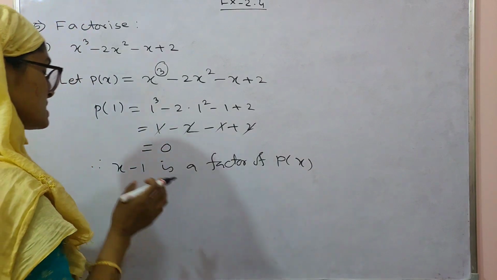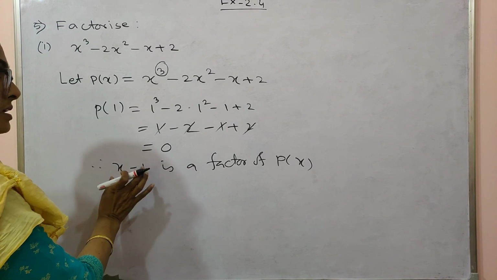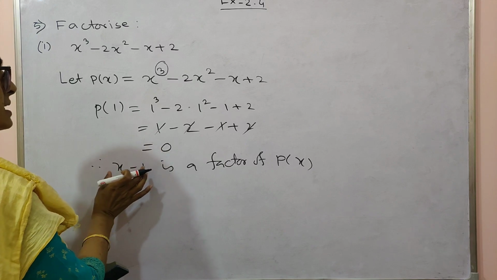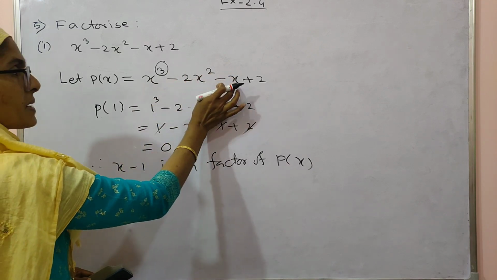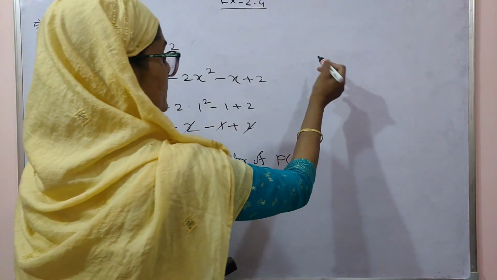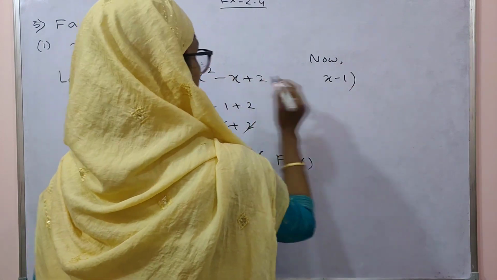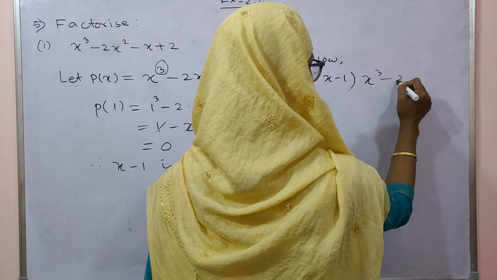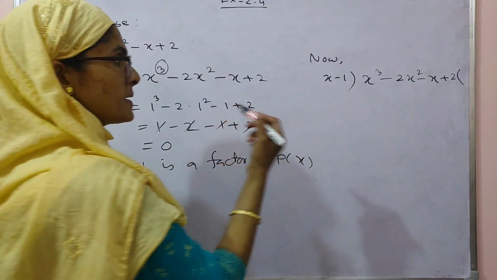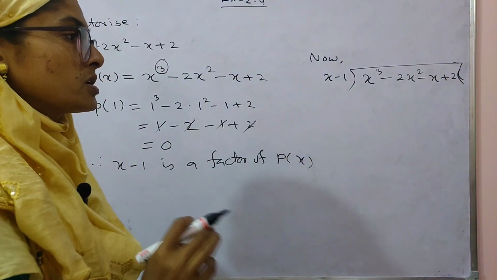But here the power is 3. That means there are 3 factors, and you got only 1 here, x minus 1. For the next 2, you have to divide x cube minus 2x square minus x plus 2 by x minus 1. Now, x minus 1 is the divisor, and the dividend is x cube minus 2x square minus x plus 2. Now divide this one. You write the quotient here.